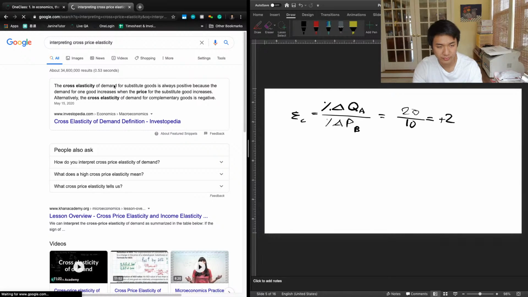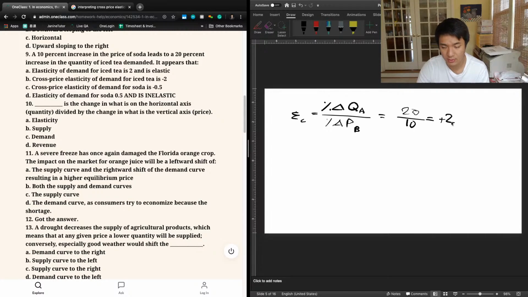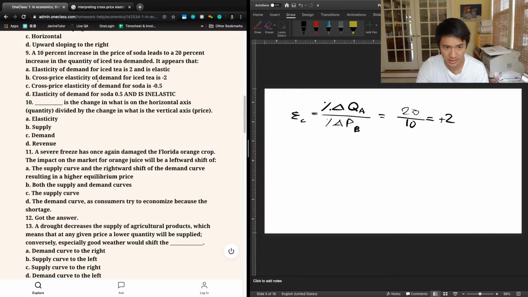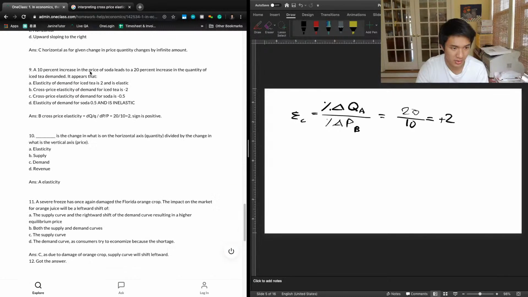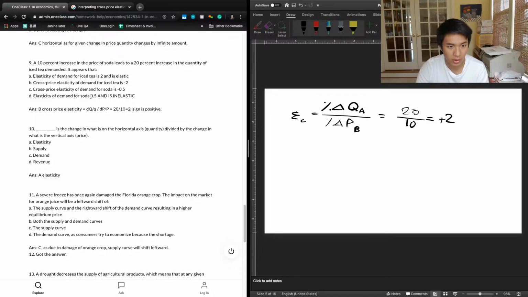Right, so here the cross-price elasticity of demand for substitute goods is always positive, because demand for one good increases when the price of the substitute increases, whereas the cross-price elasticity of demand for complementary goods is negative. For these goods, we clearly have substitutes, and that's why we have a positive cross-price elasticity. So it doesn't appear that any of these are the right answer, but we can clarify that in the answer choice description.